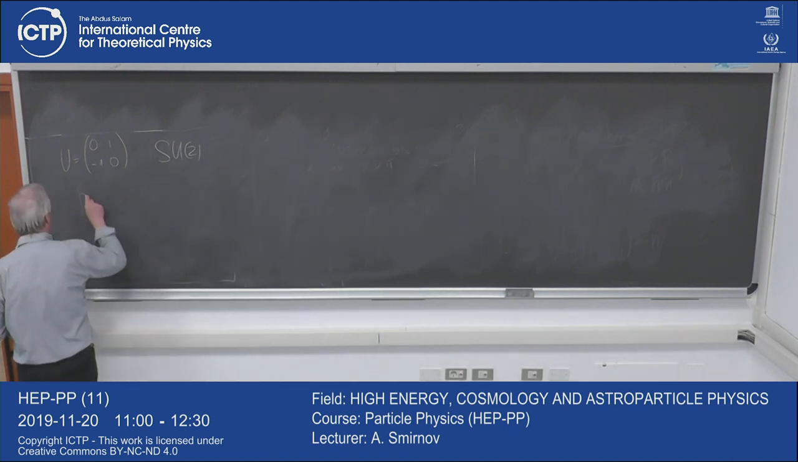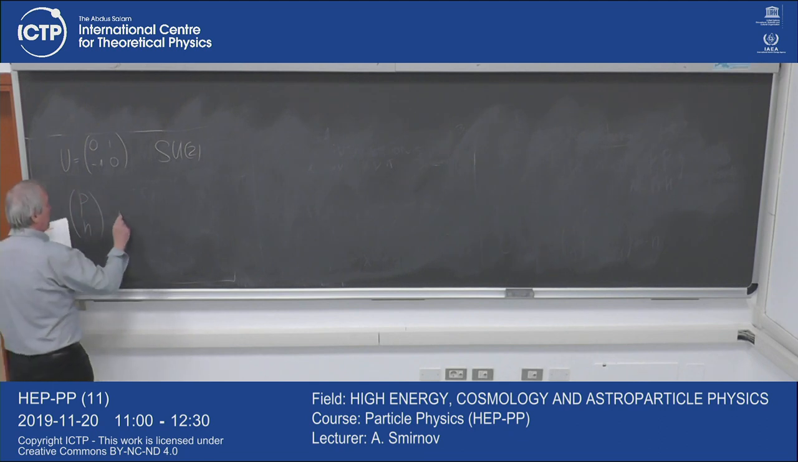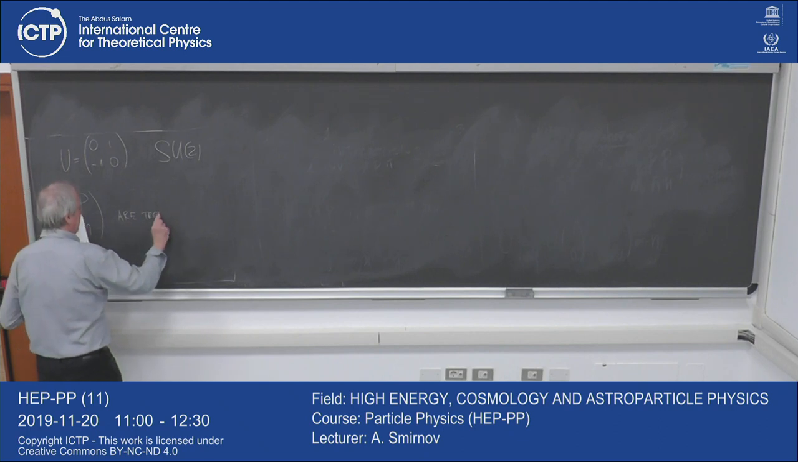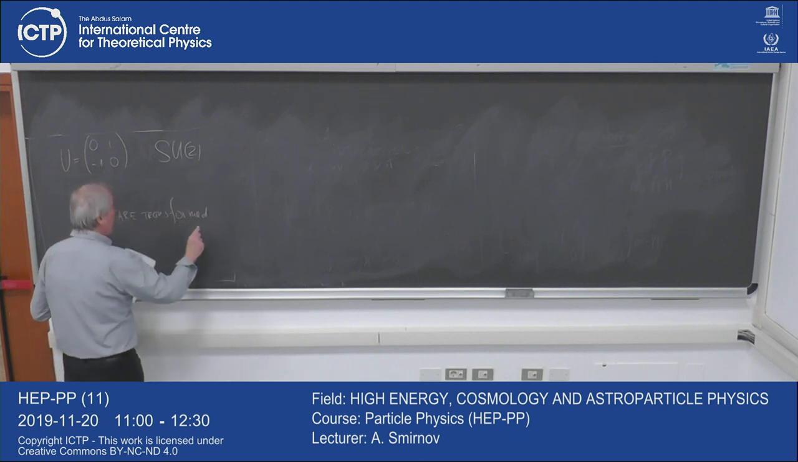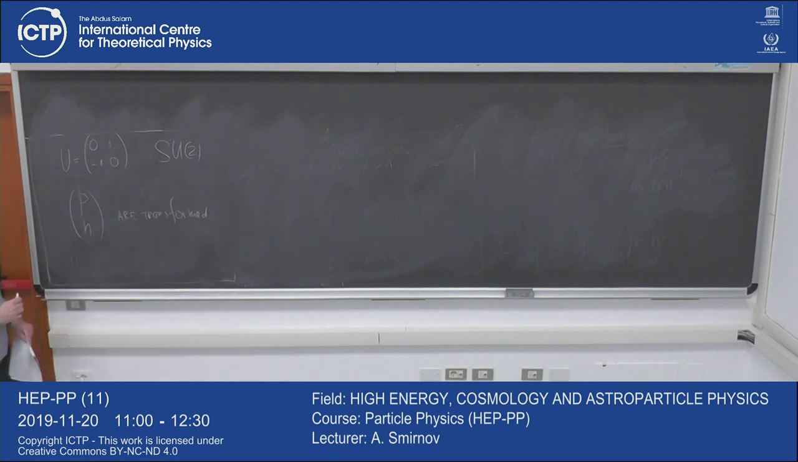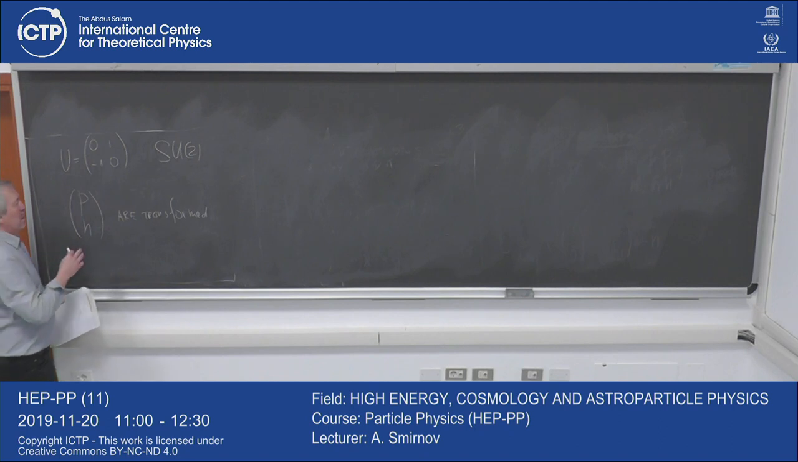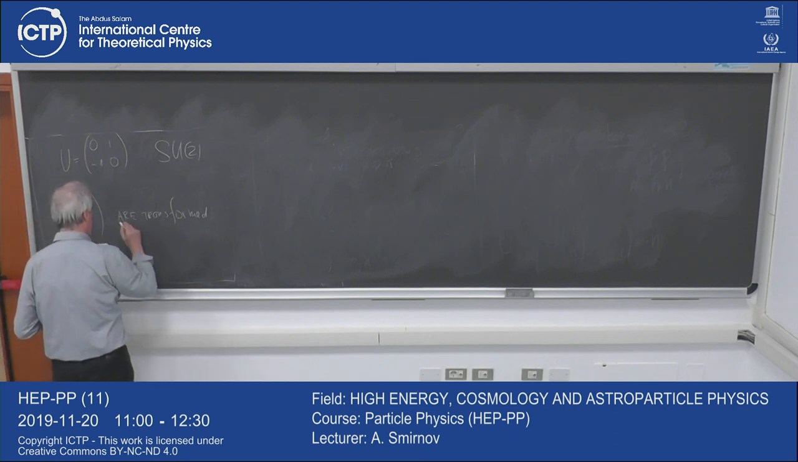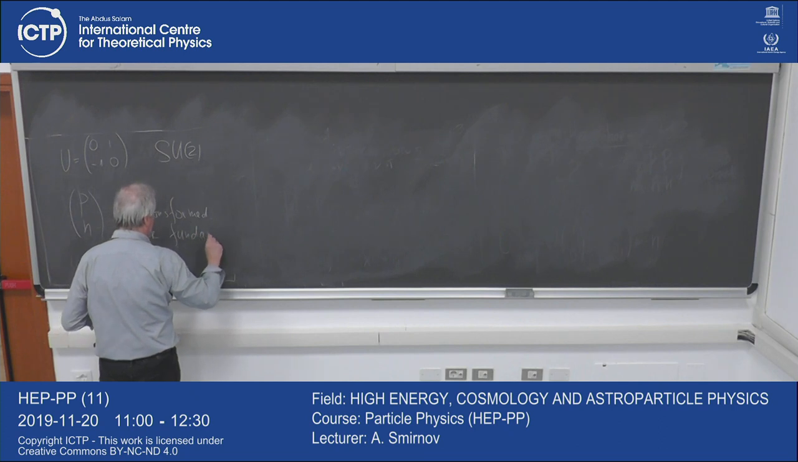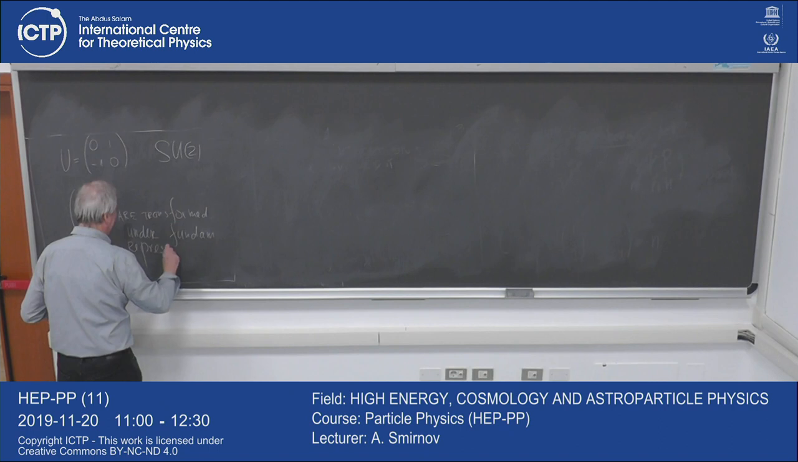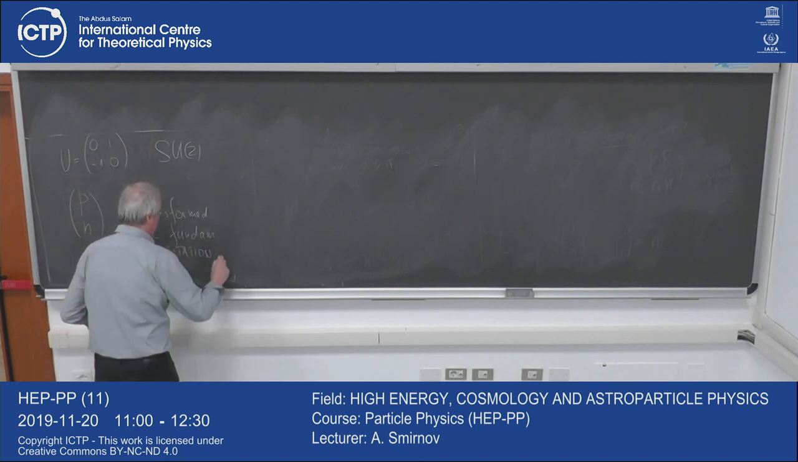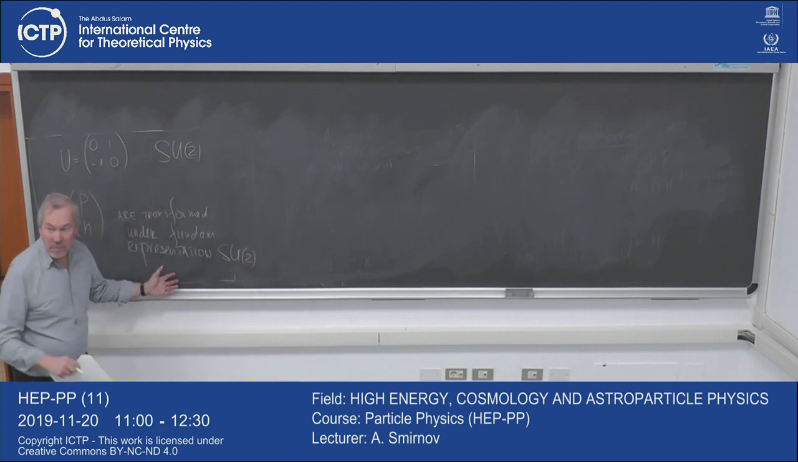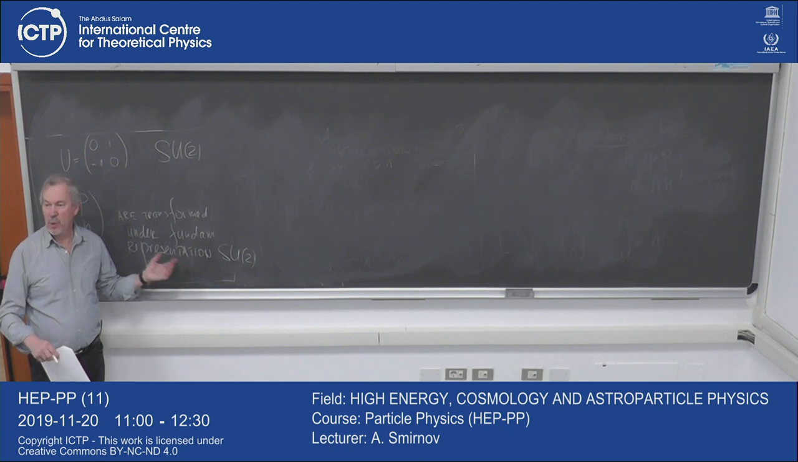In this case, we are saying that proton and neutron are transformed under the fundamental representation of SU2, and the fundamental representation has dimension 2, right? So I can say that P and N are transformed under this representation 2, a fundamental representation of SU2. And so the strong interactions are invariant with respect to SU2 transformation.